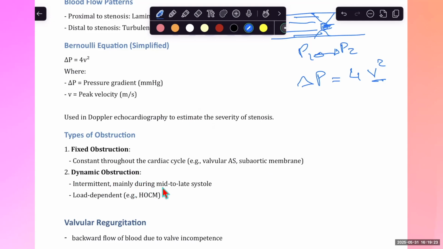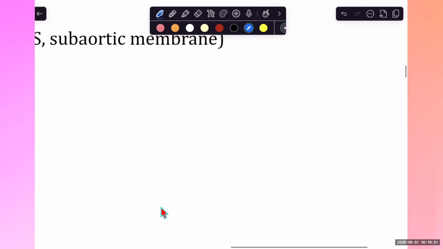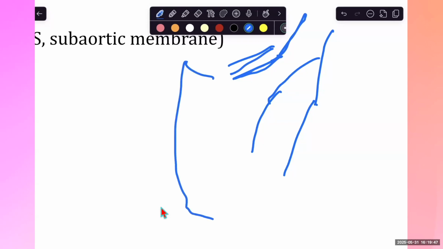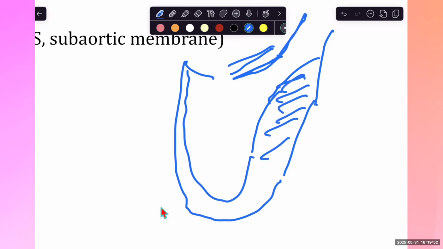Dynamic is mainly during mid or late systole, and it's load dependent, like the HOCM. I will give you a small idea about this one, and we will speak about it in full detail later. If this is, for example, the septum, and this is the aorta, aortic valve here. Sorry, this is the mitral like this, and this is the ventricle. If you see, this area is very huge. This is the LVOT. In HOCM, it's sometimes even enlarged like this.